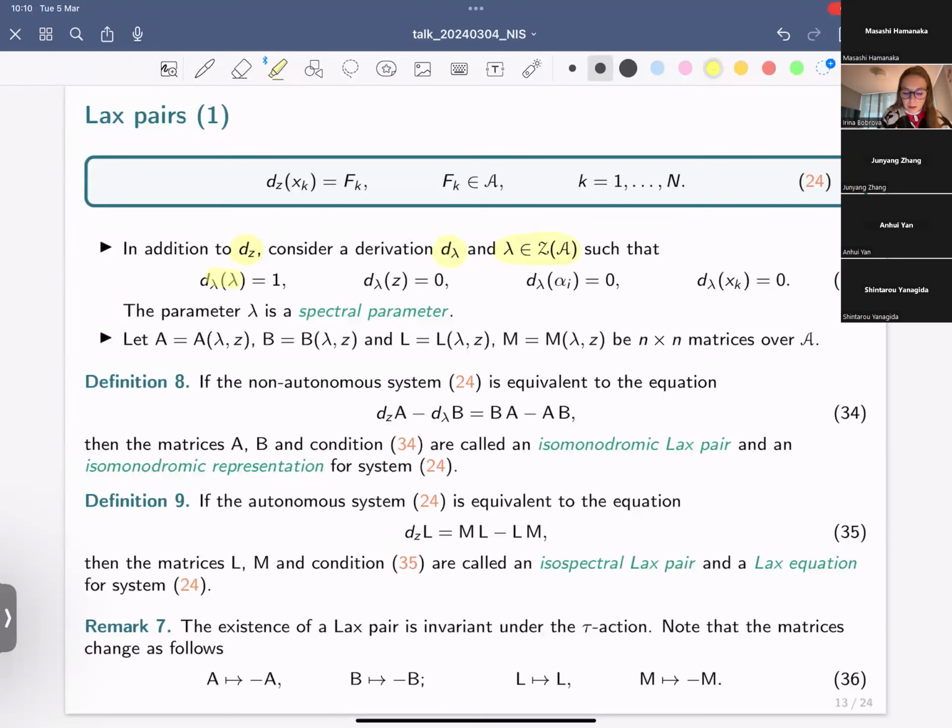If we act by d sub lambda, d over lambda, we obtain the unit of our algebra A. And in other cases, we just get zeros. And this derivation is just the analog in the non-abelian case for the spectral parameter. We will call lambda the spectral parameter.